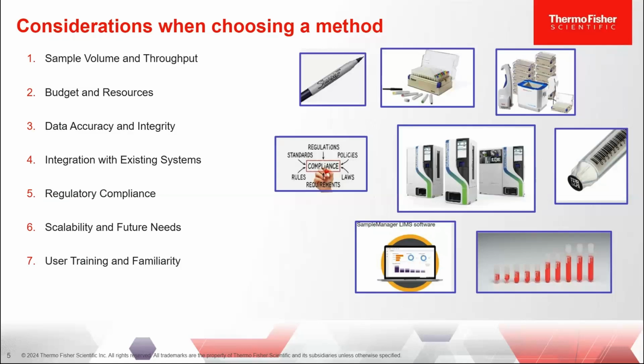Data accuracy and integrity. Labs should prioritize, of course, data accuracy and integrity. Methods that minimize manual entry or human errors, such as barcode scanning or RFID technology, can enhance that accuracy and reduce the risk of any kind of sample mix-up or mislabeling.